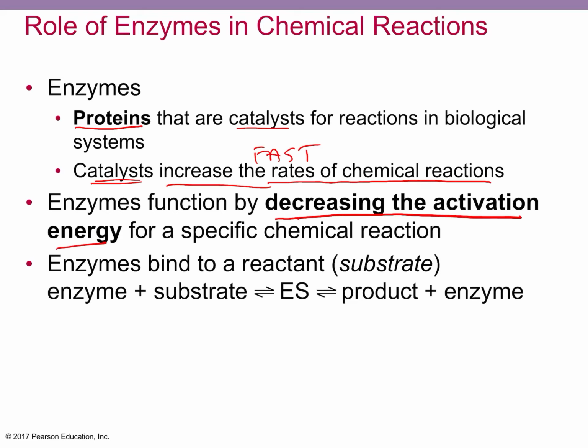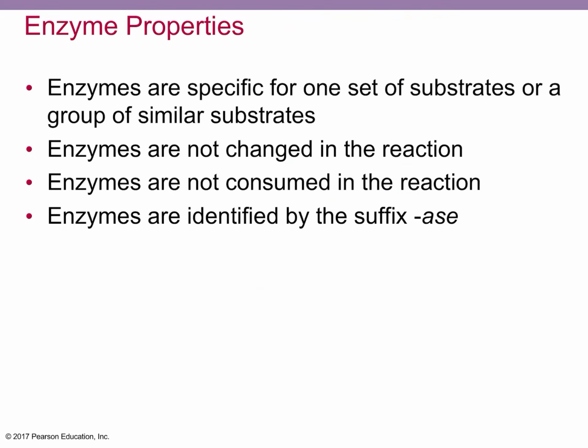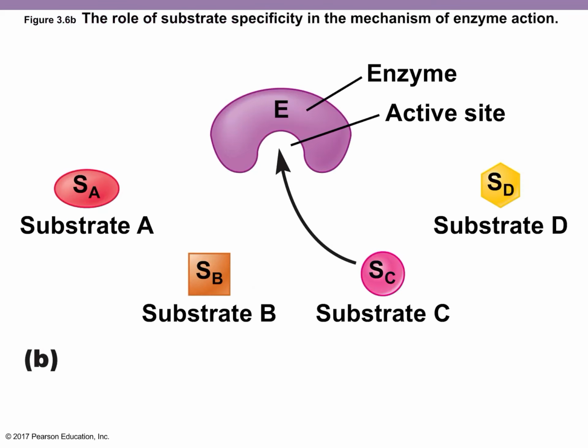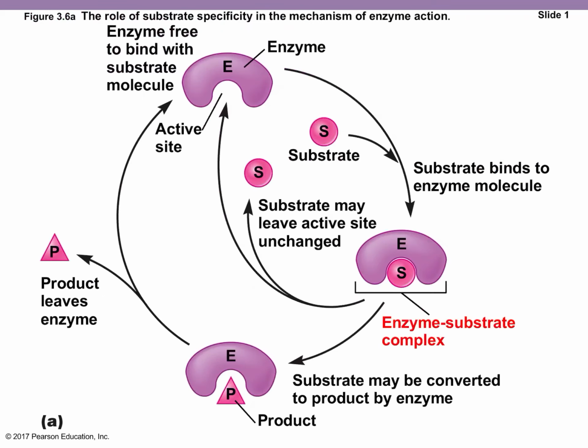So enzymes will bind to a reactant. The reactant is called the substrate, and then they form a complex. This is the enzyme-substrate complex. And after that complex has formed, it will spit out the product and the enzyme. So let's take a look at this process right here. This is a quick review of enzyme action, where enzymes have an active site. The active site is where the substrate binds. Here's our substrate. The substrate comes in, and this is our enzyme-substrate complex.